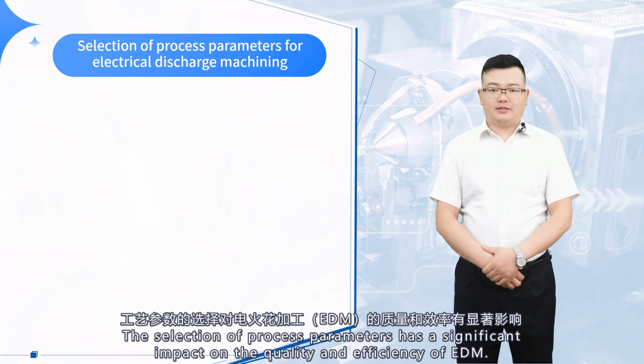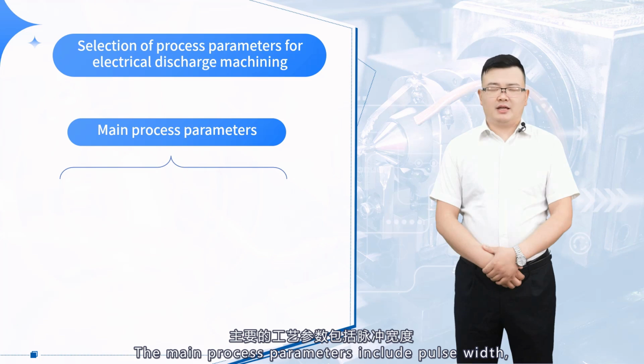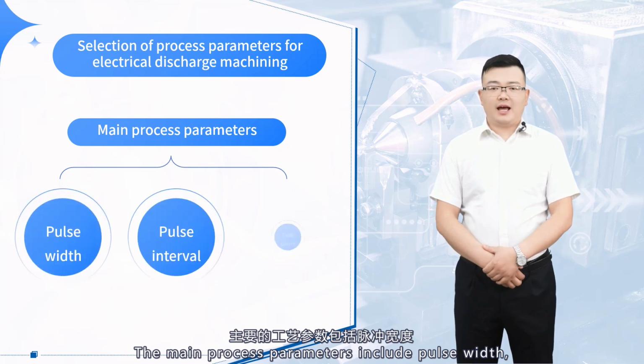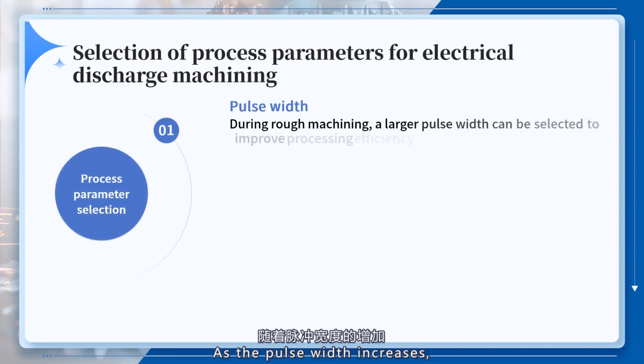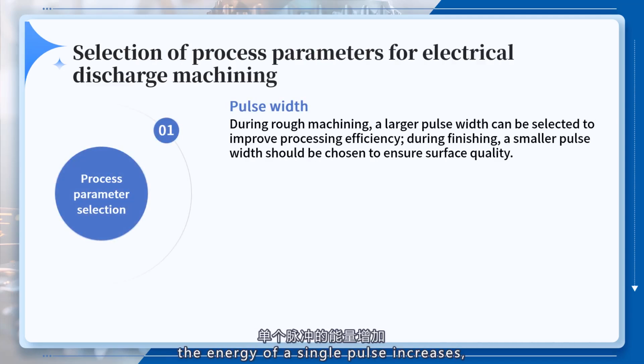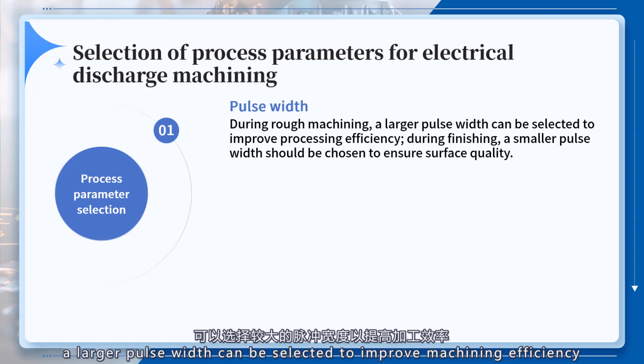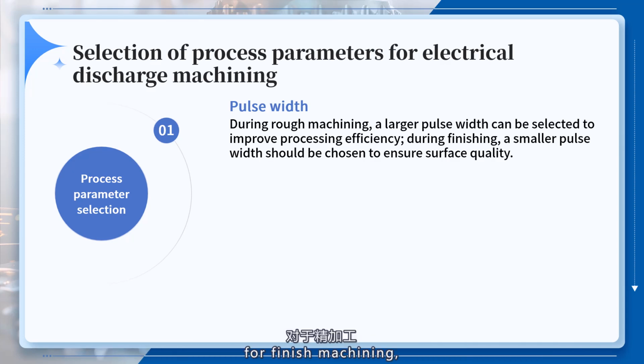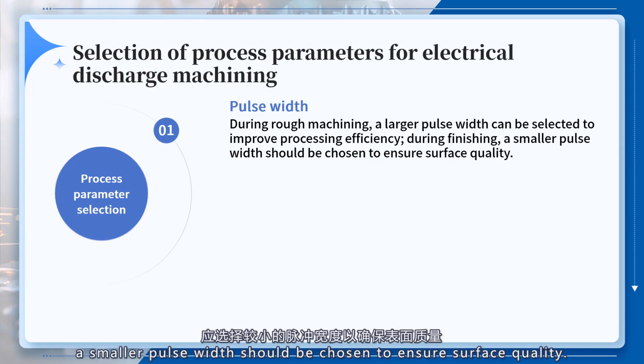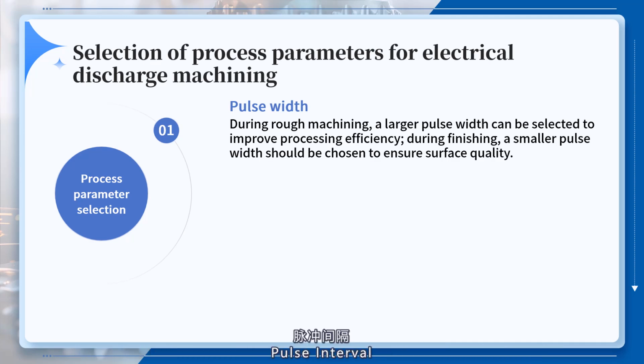The selection of process parameters has a significant impact on the quality and efficiency of EDM. The main process parameters include pulse width, pulse interval, and peak current. Pulse width. As the pulse width increases, the energy of a single pulse increases, leading to a greater material removal volume, but also an increase in surface roughness. For rough machining, a larger pulse width can be selected to improve machining efficiency. For finish machining, a smaller pulse width should be chosen to ensure surface quality.